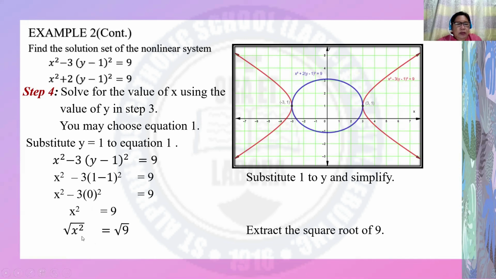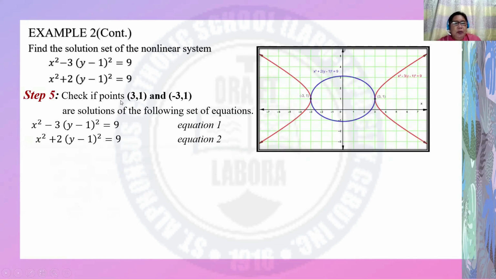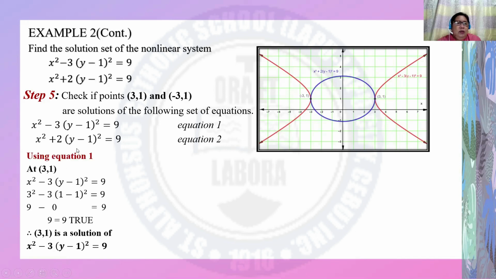Extract the square root of both sides. So what we have here is x. Square root of 9 is positive or negative 3. Then step 5, we have to check if points 3, 1 and negative 3, 1 are the solutions of the following set of equations. So let us have equation 1 first. At 3, 1. So substitute 3 to x and 1 to y. So this is 3 squared minus 3 times the quantity 1 minus 1. Then you square, equals 9. So this is 1 minus 1 is 0 times 3 is 0. So 9 minus 0 is 9. Then equals to 9. So we have a true statement.